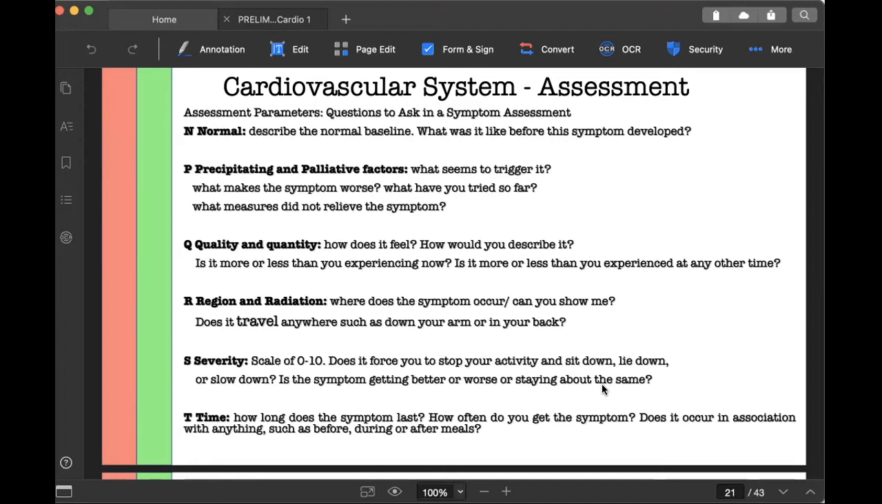So the parameters are these questions. N stands for normal. They describe the normal baseline. What is it like before the symptom develops? So you're going to divulge information, or you're going to probe the clients in order for them to speak and to give you ideas and proper sequence on the occurrence, especially related to cardiovascular disease. And you're going to ask also some precipitating and palliative factors, such as what seems to trigger it, what makes the symptoms worse, what have you tried so far, what measures did not relieve the symptoms.